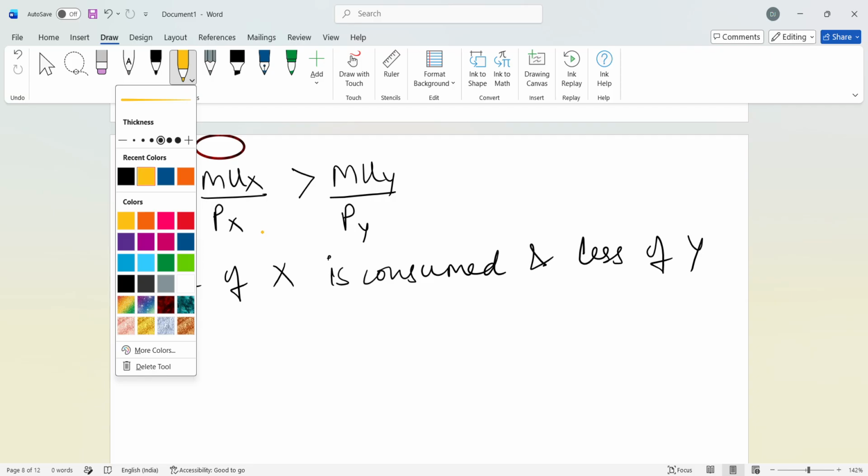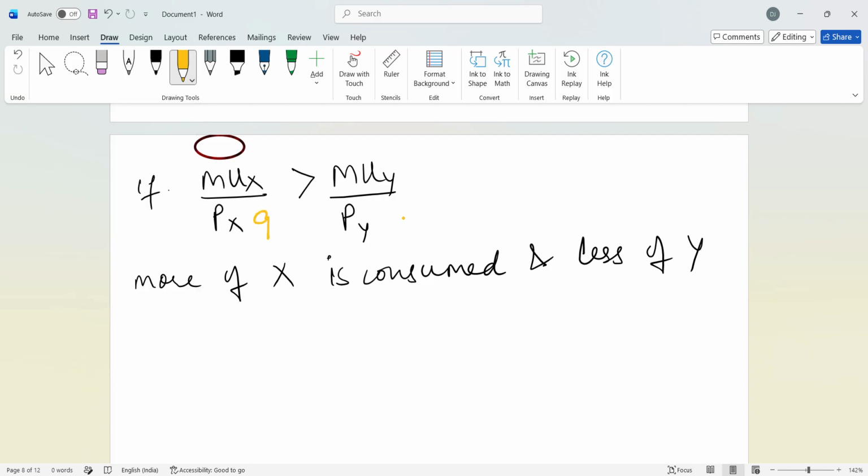Hang on. Okay, let's say this is 9. And let's say this is 7. So what happens when I start consuming more of X, since I have a higher marginal utility per dollar from good X? Obviously I'll consume more of good X. So I start consuming more of good X and less of good Y, or maybe I just keep my consumption of Y constant, right?